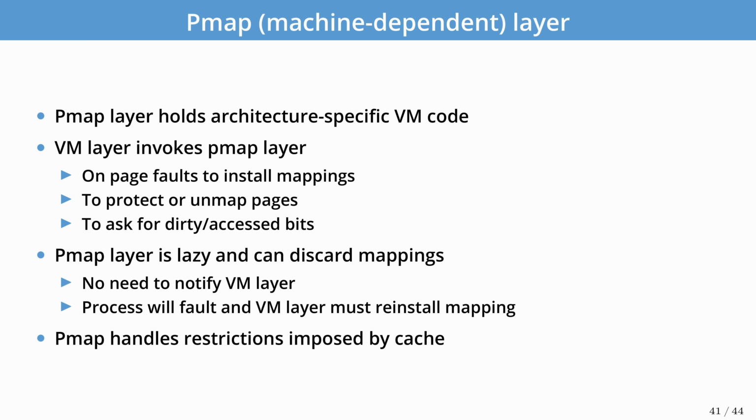The Pmap layer is done lazily, and we can discard the mappings. We don't really need to tell the VM layer much. We just need to make sure that we propagate dirty and access bits, and then we can discard mappings and retrieve those mappings from the VM map at any time. Whenever a process faults, we'll then recreate the Pmap entries, whether they're through a TLB or through page tables in x86. We'll recreate them by querying the VM map. The Pmap also is going to handle a lot of the restrictions imposed by caching.